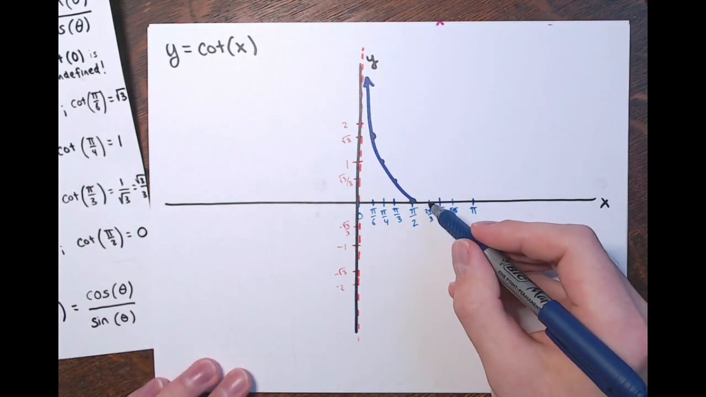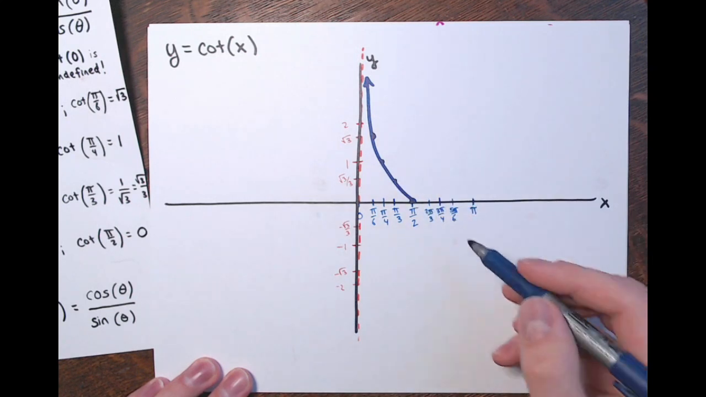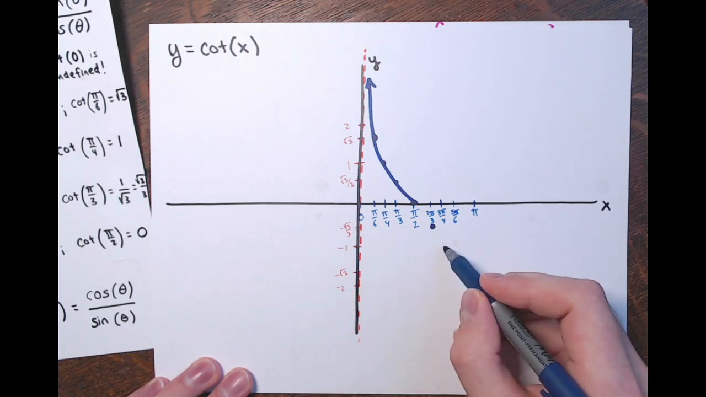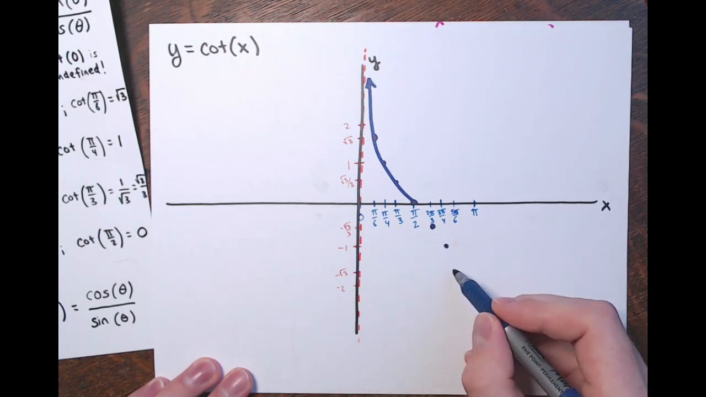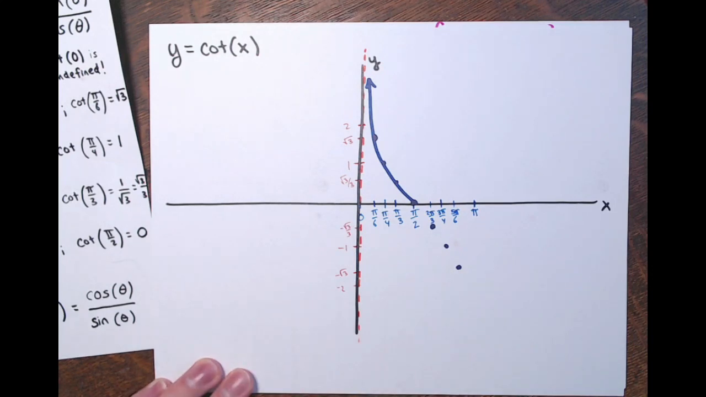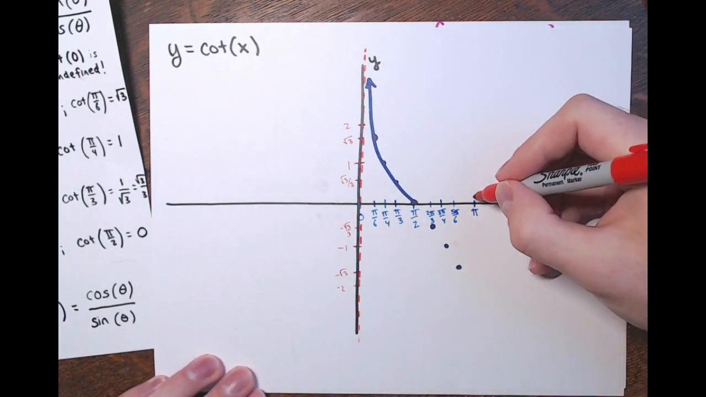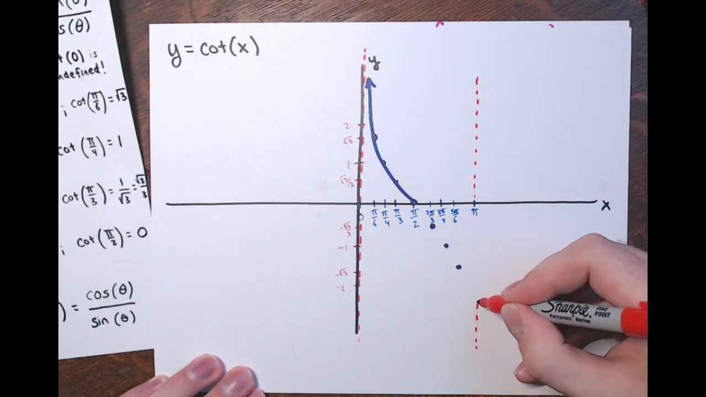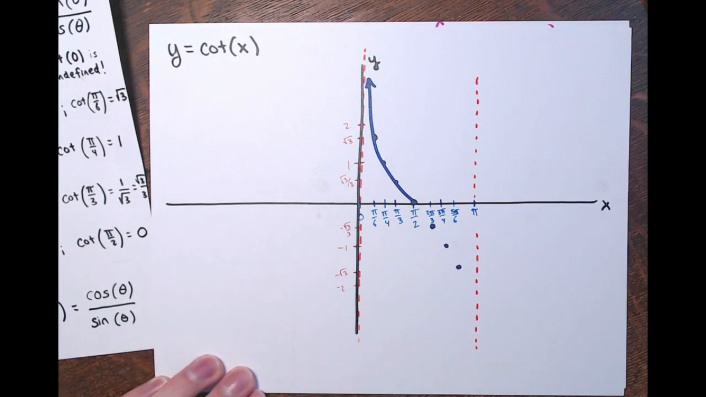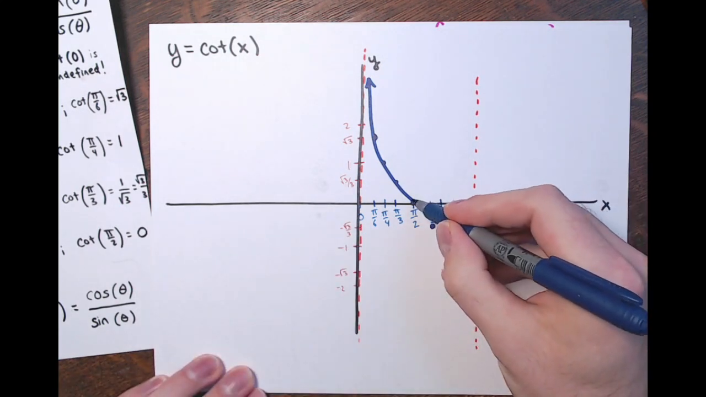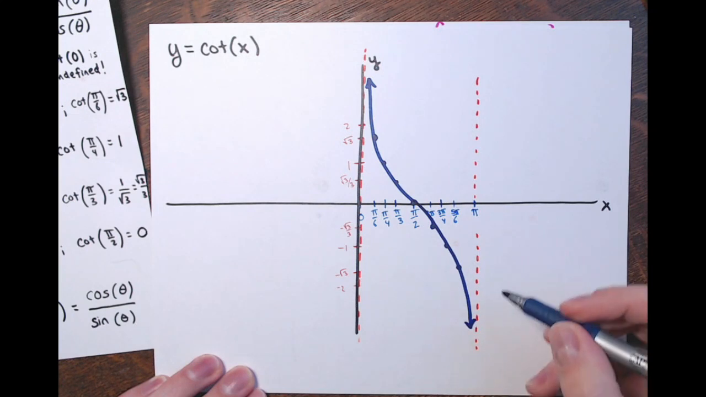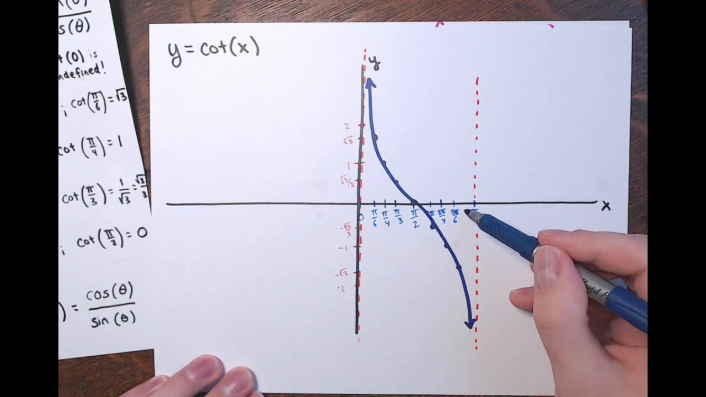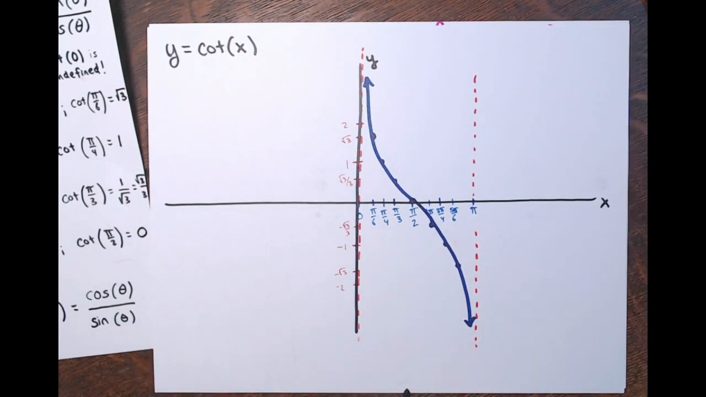The cotangent of 2 pi over 3, just following this curve down, is going to be negative square root of 3 over 3. Cotangent of 3 pi over 4 would be -1. 5 pi over 6 would be negative square root of 3. And then the cotangent of pi, undefined. And you see it following down here like this. And the closer to pi, the closer to 180 degrees, the larger negative value you will get.